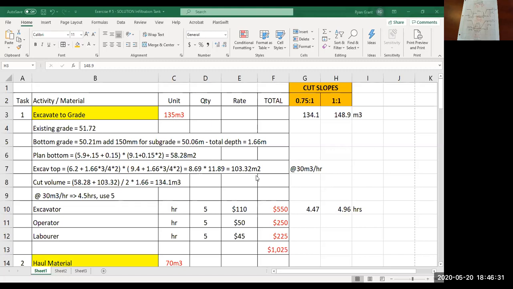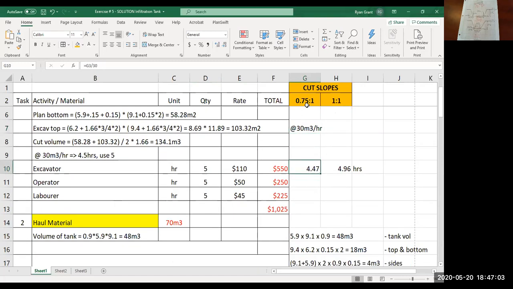Okay, so we have our calculated volumes here, depending on which one you used. Your crew to excavate is your excavator, the operator for the machine, and then a laborer on the ground. Your number of hours is simply whichever cut volume you calculated, divided by 30 cubic meters per hour. This number was also given to you in the question. Depending on which slope you used, if you did 3/4 to 1, you would get 4.47 hours. If you did 1 to 1, you get 4.96.